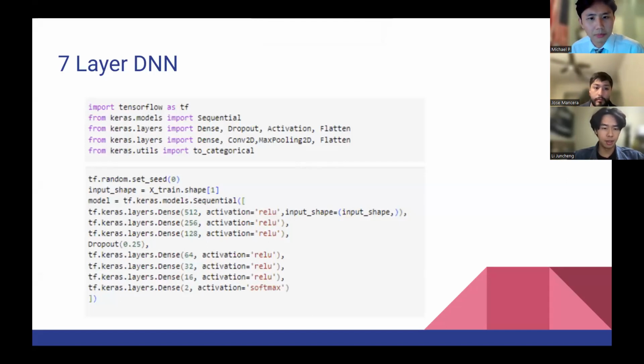So basically we just have 7 fully connected layers for this part, for the DNN. And the last one is the output layer. Two means we're doing a binary classification, so two means two classes. And the softmax is for classification purposes. On the other hand, if you're doing regression, you just change this activation to linear or something.